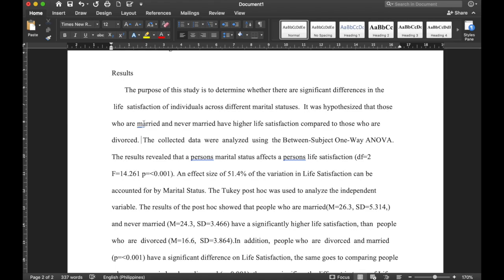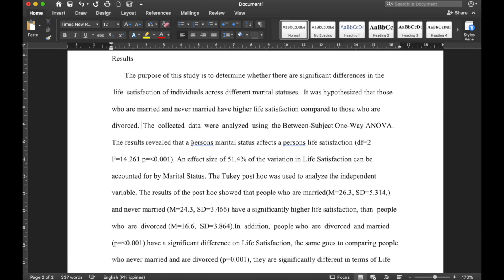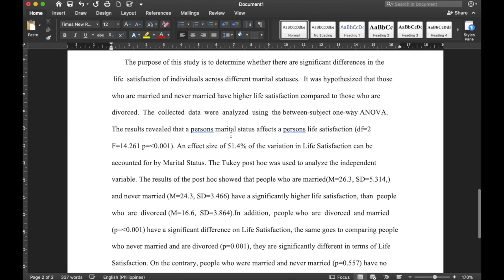Okay. And then I asked them to indicate what was the analysis used. So the student wrote the collected data was analyzed using between subjects one-way ANOVA. Okay. This is not necessarily a proper noun. Okay. All right. And then after that, the result of the ANOVA.